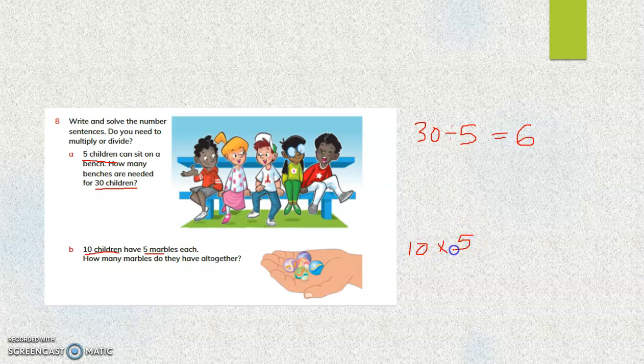10 ones are 10, 10 twos are 20, 10 threes are 30, 10 fours are 40, 10 fives are 50. So the total marbles they have together is 50 marbles.